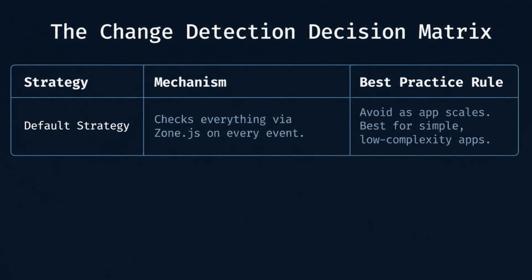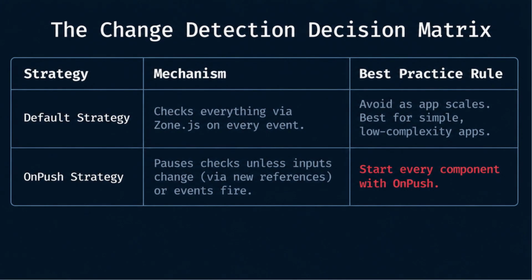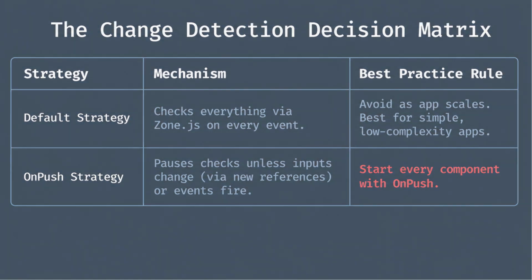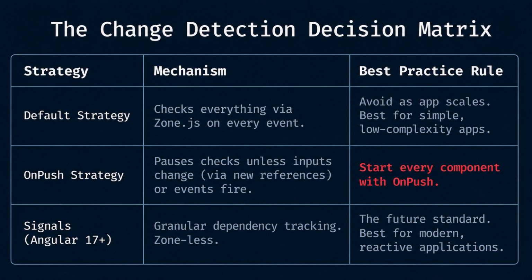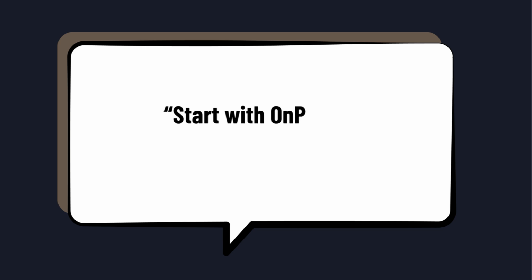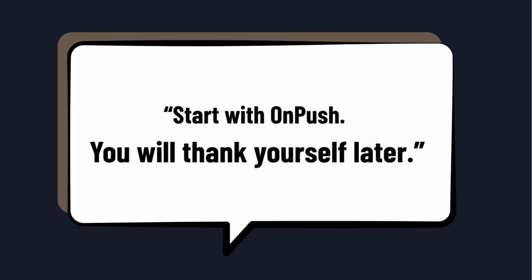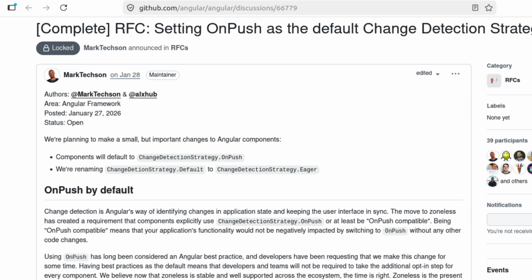So here's the summary. The Default change detection strategy: use it for simple apps, and it checks everything. The OnPush change detection strategy: use it for performance critical components. Pass new references to your components when using inputs. And signals are used for modern Angular, which is reactive by design. The rule is simple. Start with OnPush on every component. You will thank yourself later. And to support this, there is news that OnPush will be the default in upcoming Angular versions. So stay tuned. I'll let you know when that happens.